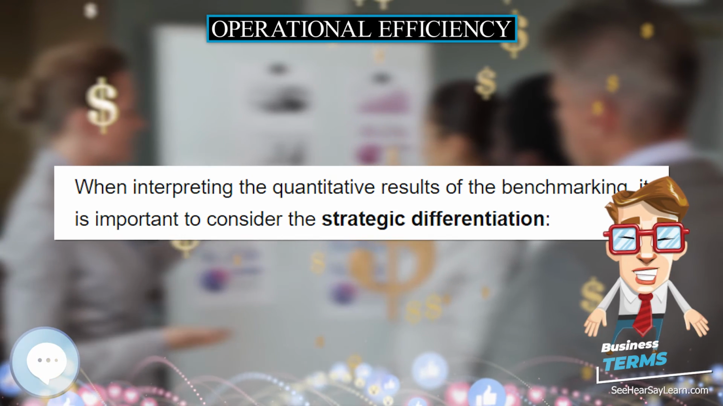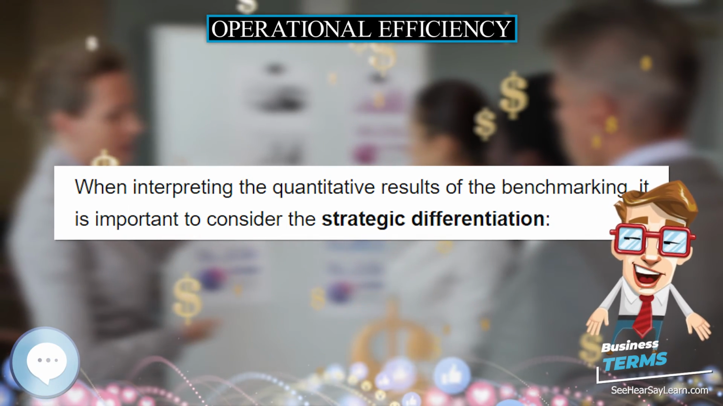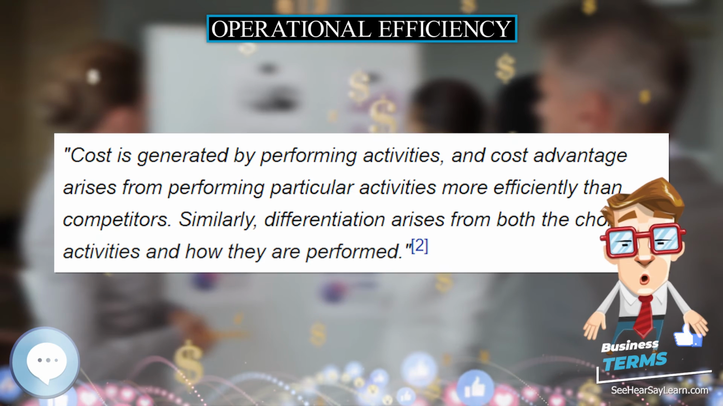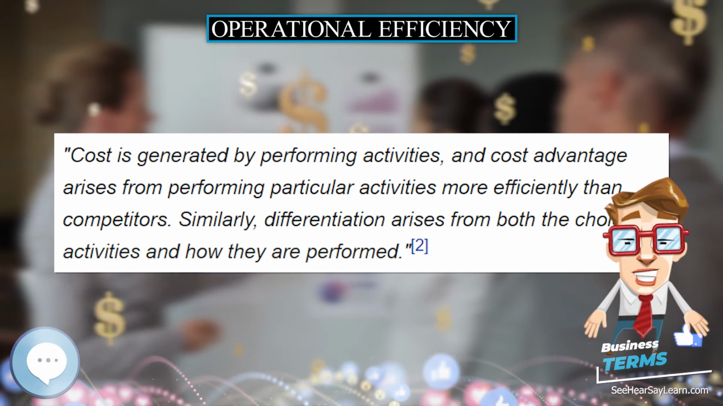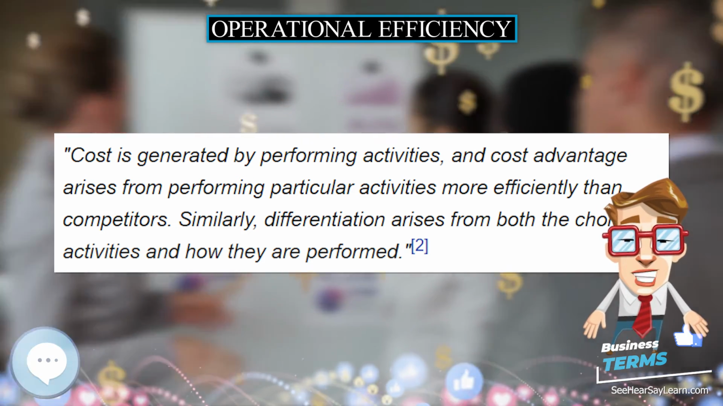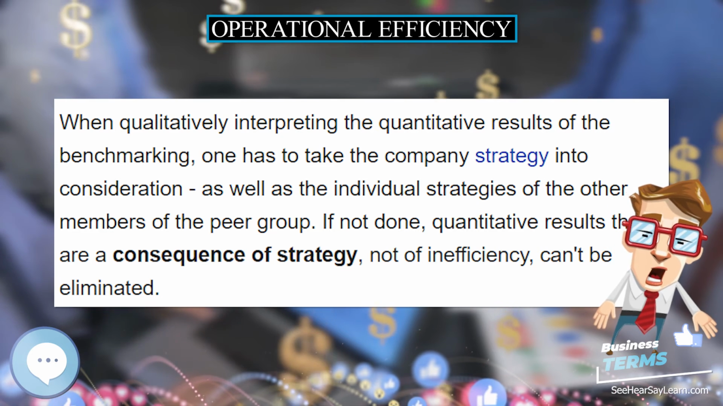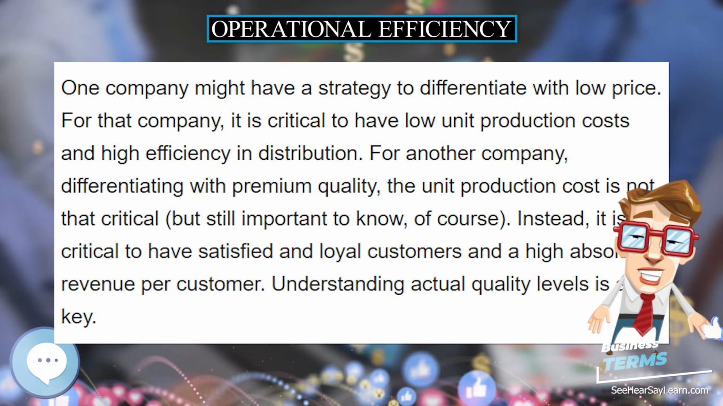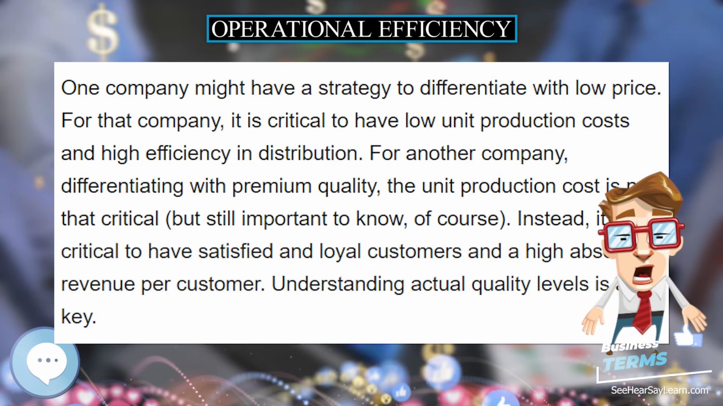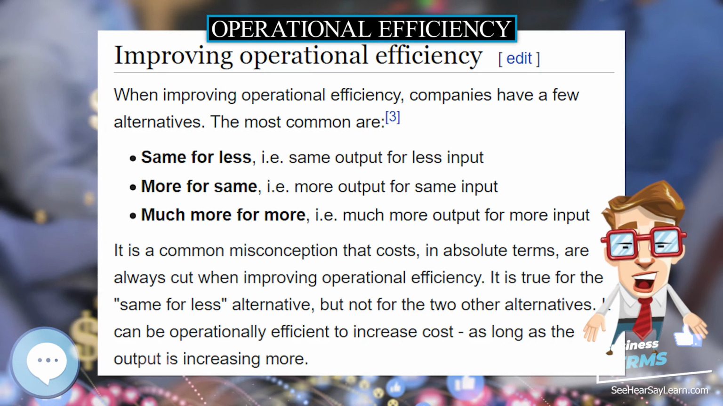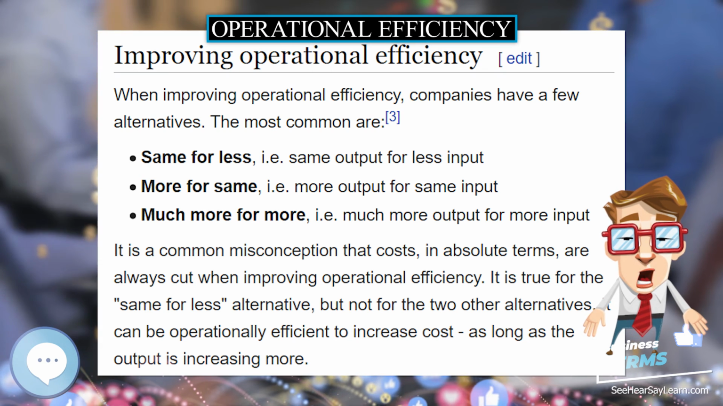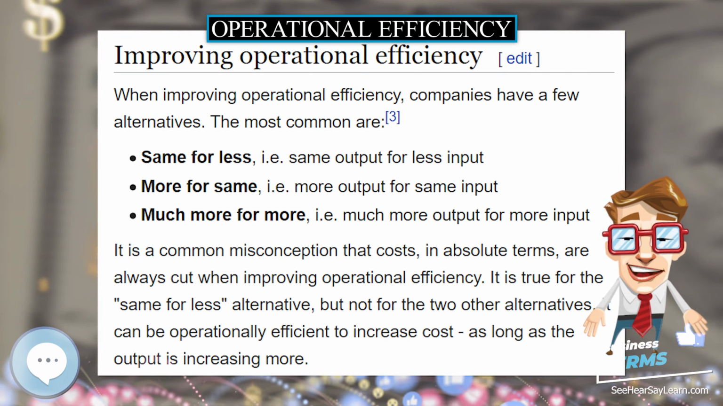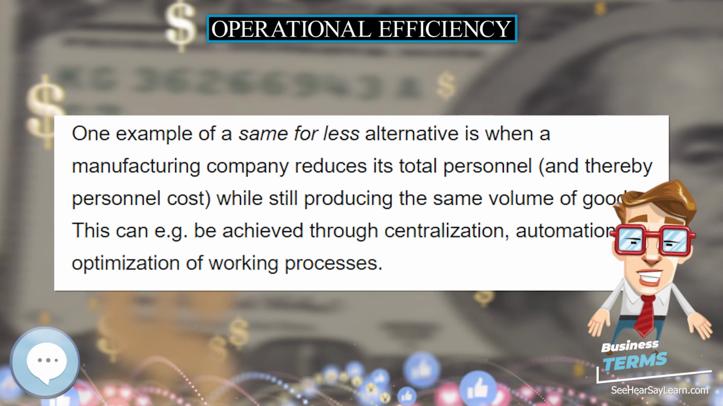An example of a much more for more alternative is when a manufacturing company invests in a new production plant that lets them produce products with more refinement than what they could produce in the old plants. They can sell these products at a premium that more than compensates for the additional cost. Another example of much more for more is when a service company invests in expanding its customer service to increase customer satisfaction and customer loyalty.